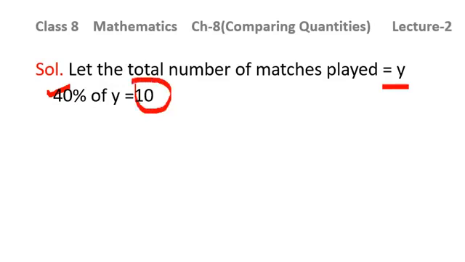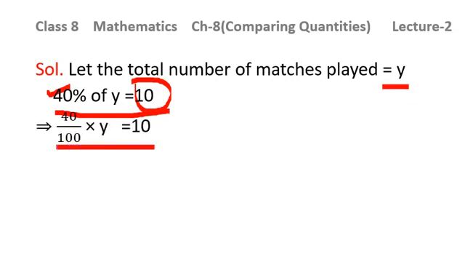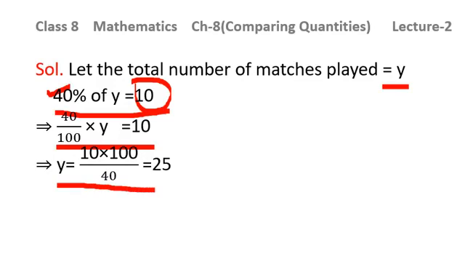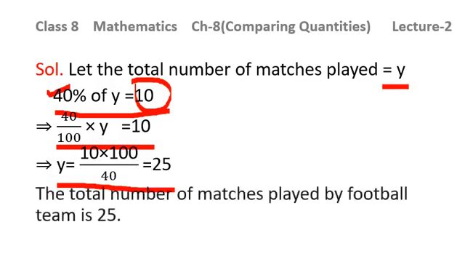So it will be 40% of y is equal to 10. Then it will be 40 over 100, as the percentage sign is there. So it will be 40 over 100 into y, that is equal to 10. And after solving you will get y is equal to 10 into 100 over 40, that is equal to 25. So the total number of matches played by the football team is 25.